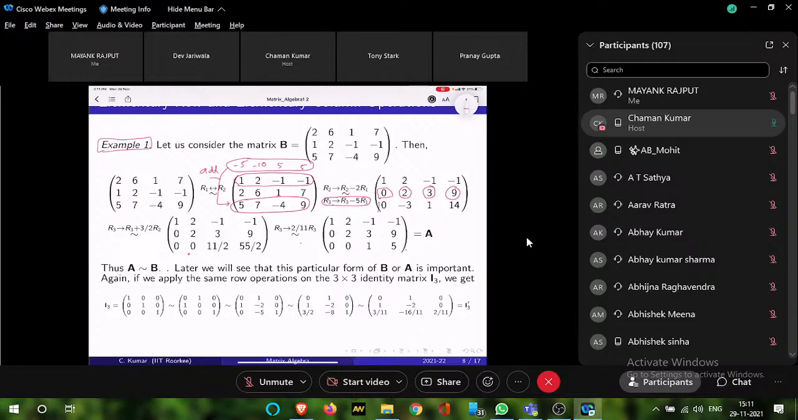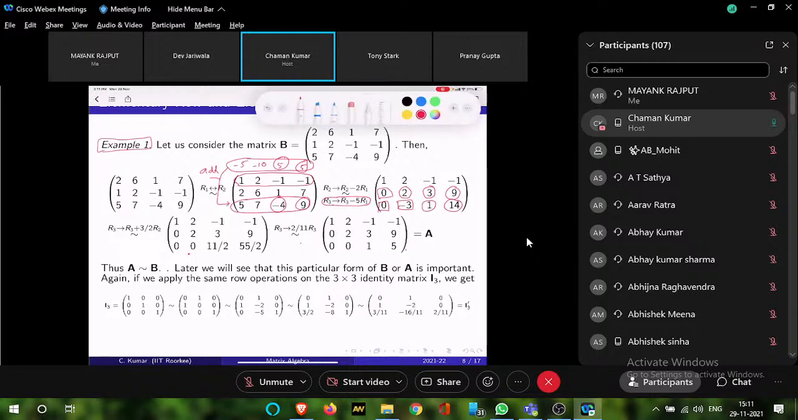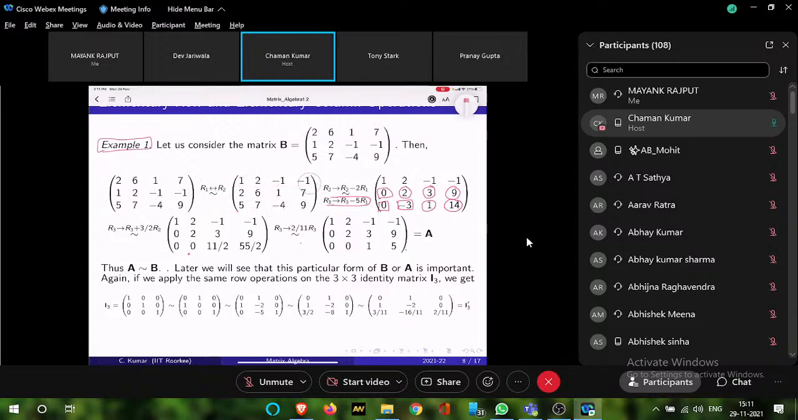You get minus 5 plus 5 is 0. Minus 10 plus 7 is minus 3. 5 and 5 plus minus 4 is 1, so you have 1 here, and 5 plus 9 is 14, so you have 14 here. Okay, so this is your third row. This is the operation that you perform here. Okay, so now you get this new matrix here.